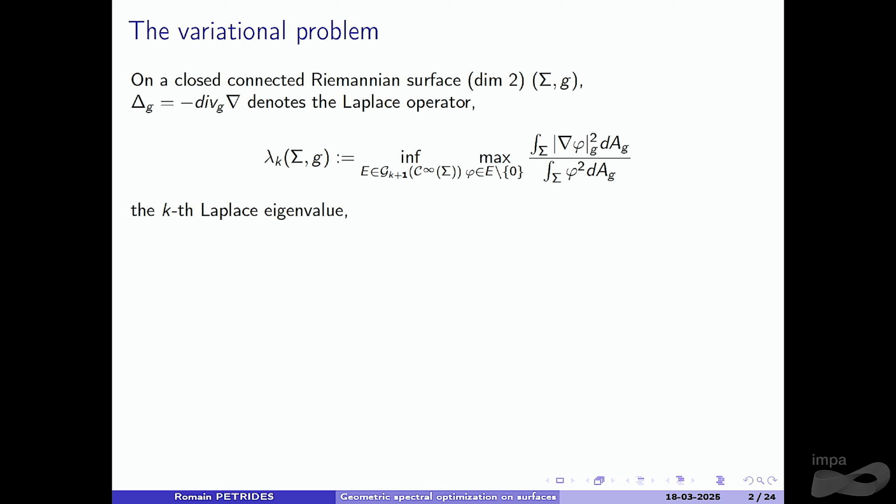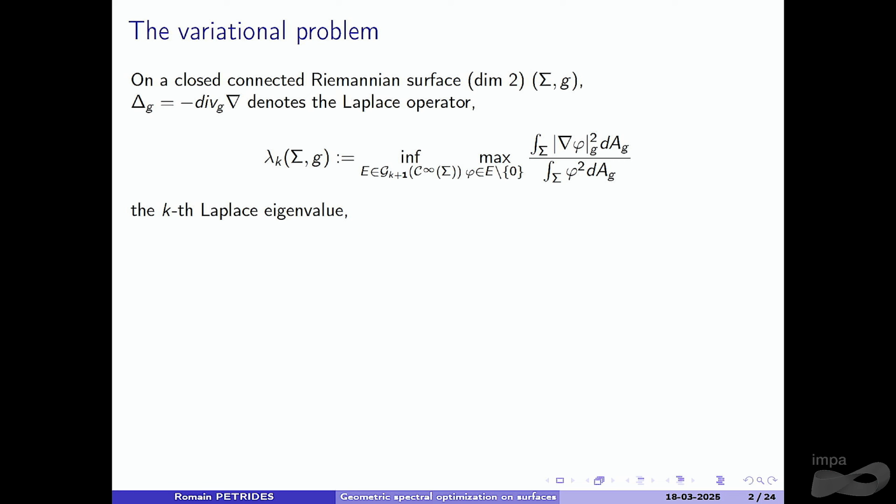So you have a min-max formula with respect to a Rayleigh quotient. My min-max formula is formulated in terms of the infimum over spaces of dimension k plus 1 of the maximum over functions in these spaces of the Rayleigh quotient. So why k plus 1 instead of k? It's to say that the first eigenvalue is non-zero on a connected surface.